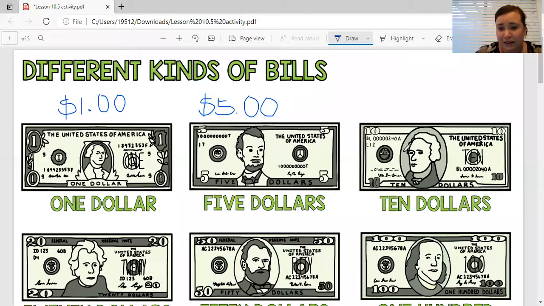Now we're moving on to our $10 bill. Our $10 bill is going to have 10s on every corner. Our $10 bill has the value of 10. So I am going to put $10. Remember, to the left side of our decimal is dollars, and to the right side is cents. How many $5 bills does it take to get to 10? So 5, 10. It would take 2 $5 bills to get $10.